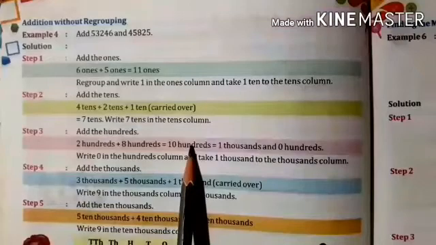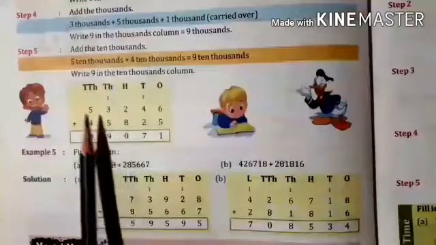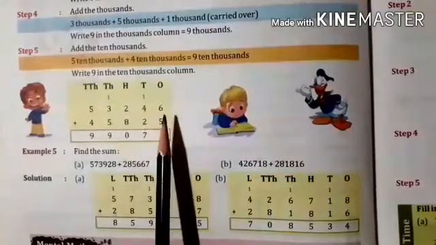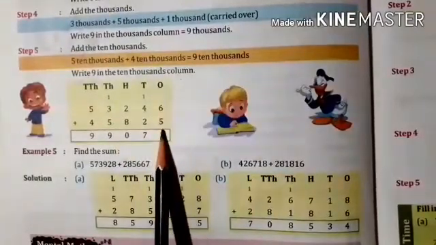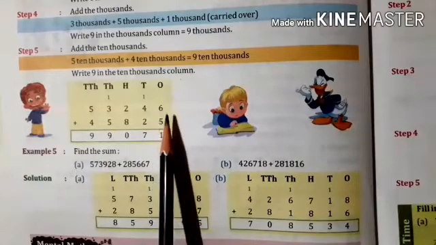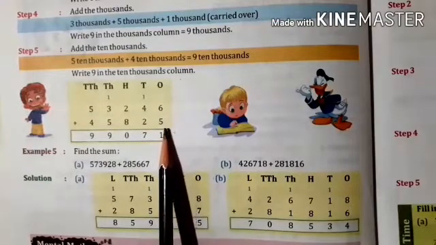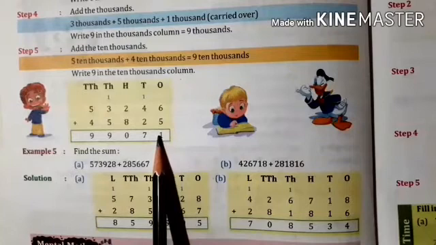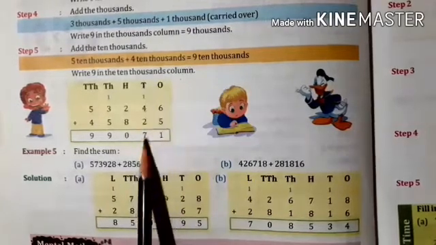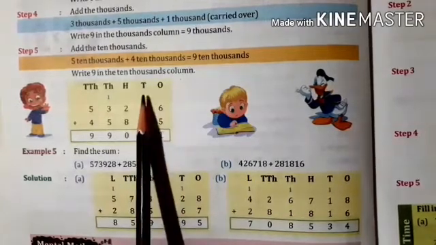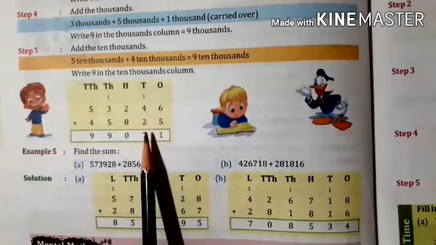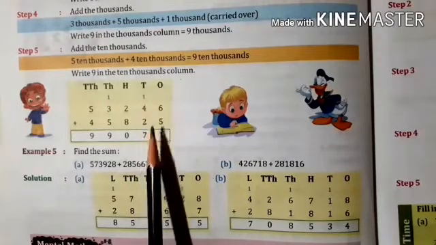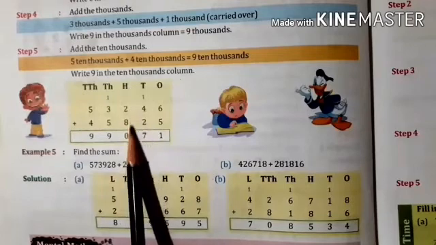So students, now we will learn how to add the numbers with regrouping. Okay. So look at here. First of all, we have to go to the ones place. Okay. Now add this. 6 plus 5 equal to 11. Right. So put here 1 ones and carry 1 tens to the tens column. Okay. Now add this. 1 plus 4 plus 2 equal to 7. Right. 7 tens.